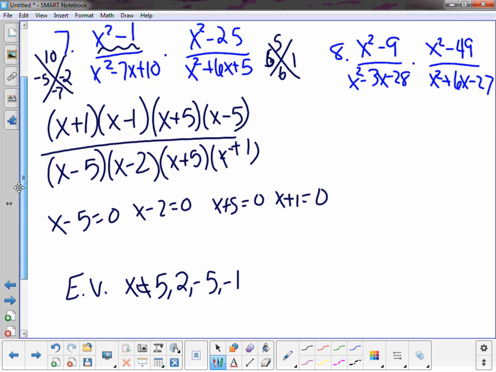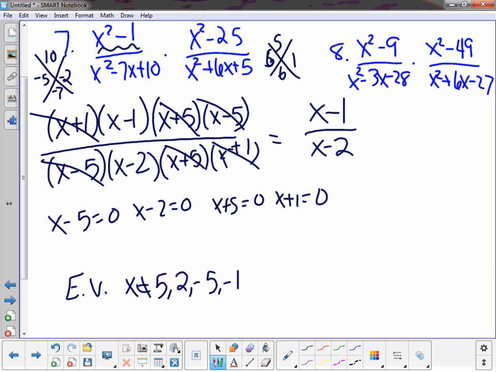Let's write this out in simplified form. Well, here I have an x plus 1 that can cancel out with an x plus 1, x plus 5, x plus 5, x minus 5, x minus 5. So in this one, all I'm left with is x minus 1 over x minus 2, and that is your simplified version. Okay, let's take a look at number 8.